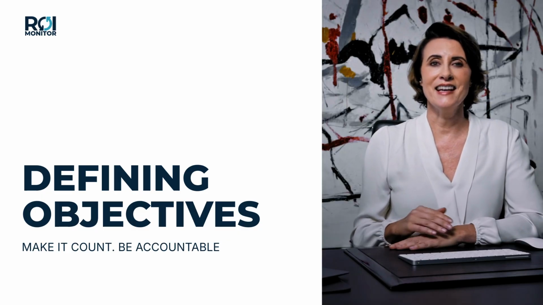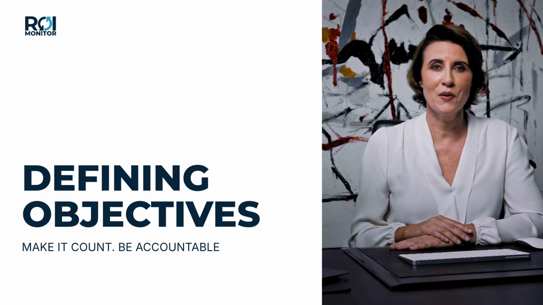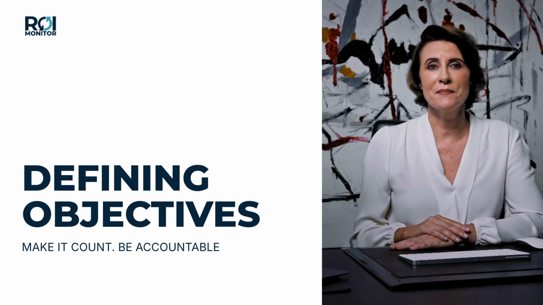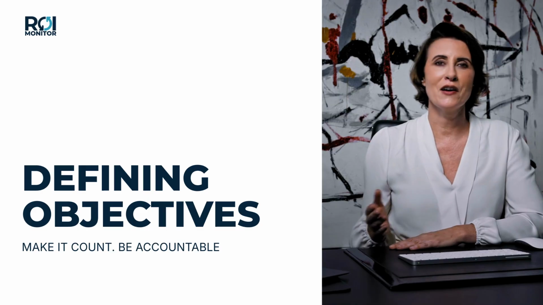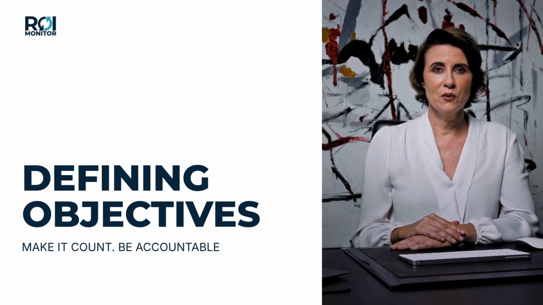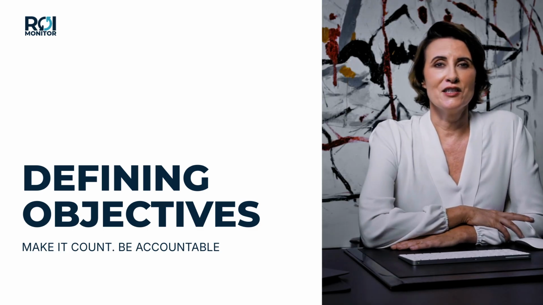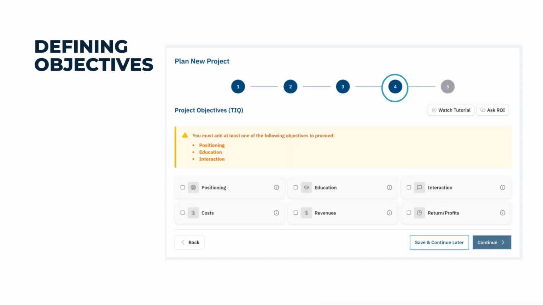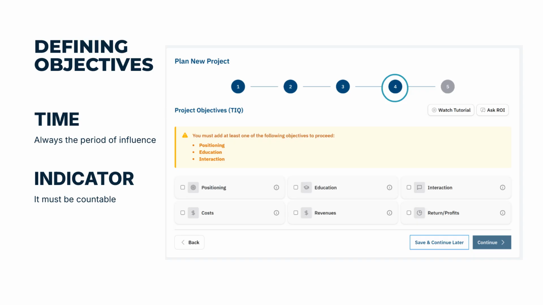In this video, we'll walk you through how to set clear objectives across 6 dimensions, from brand positioning and education to financial impact. You'll learn how every objective must be time-bound, measurable with a specific countable indicator, and tied to a clear success threshold. Let's get started.